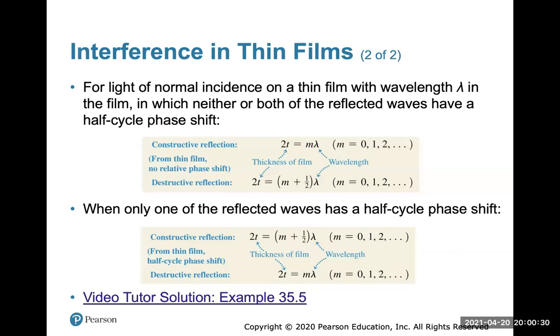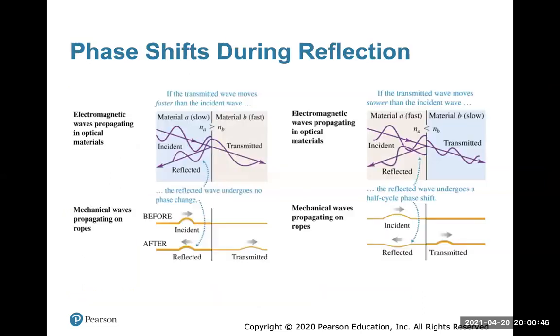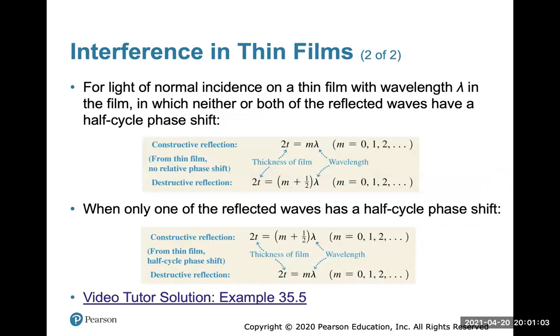The example we were just looking at is this kind. That's the soap bubble that we were talking about. Only one of the reflections has the phase shift associated with a fixed end, like nailing the string to the floor at that point. That's more like this picture. We've got a half integer phase shift associated with the reflection.